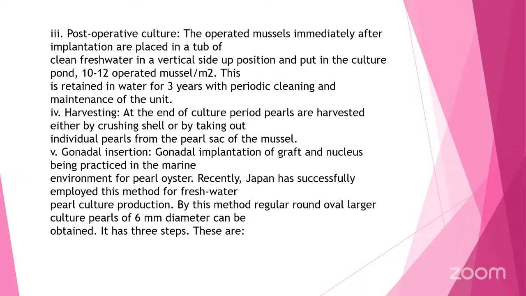Then coming to harvesting. At the end of the culture period, pearls are harvested either by crushing the shell or by taking out individual pearls from the pearl sac of the mussel.